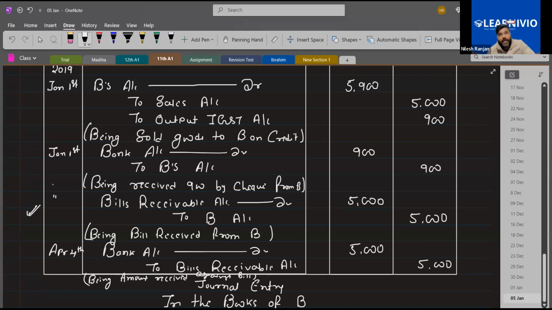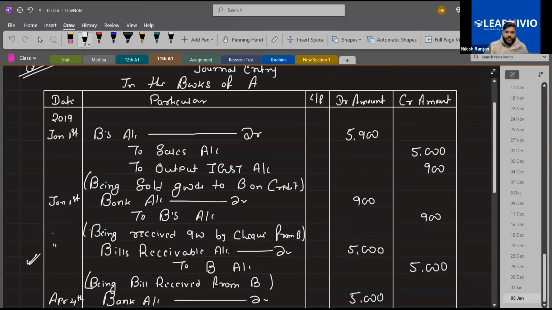So you will write the balance amount in cash or bank and discount and then the bill. Okay. So this is the journal entry. If you want to write it, please write this down.